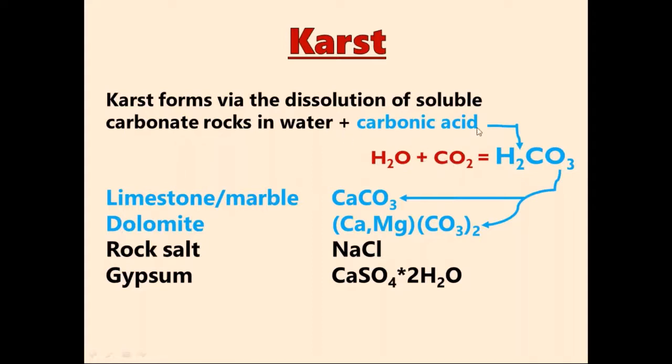Now, carbonic acid is, again, naturally occurring. That's why rainwater is slightly acidic, in part because of the carbonic acid content within it. But obviously, the more CO2 you have in the atmosphere, the more carbonic acid you're going to have in the water, and the more dissolving power the water will have, right?